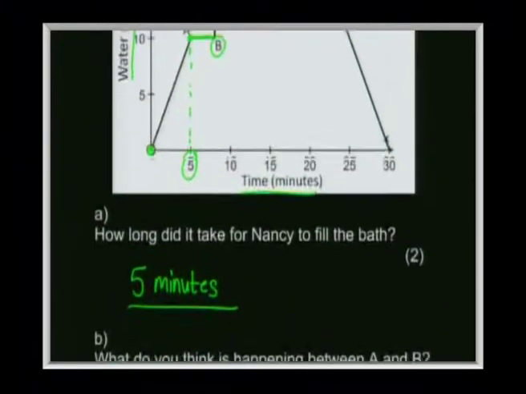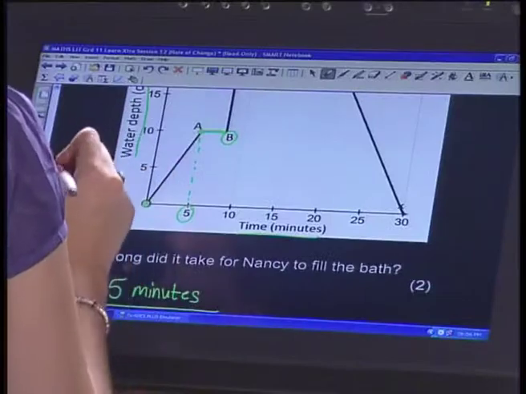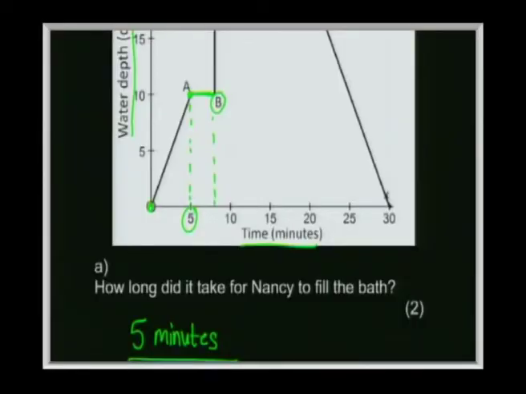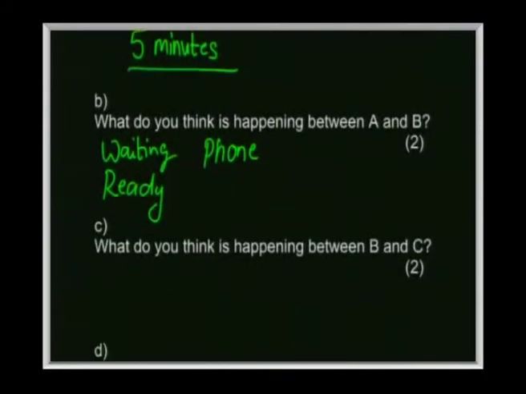As long as your reason shows that you understand that in this time over here, no water is going into the bath and no water is going out of the bath. And this happened between 5 and, well, a little bit before 10, so I would say 8, and this would be 3 minutes. So she didn't do anything for 3 minutes. Let's have a look at C.